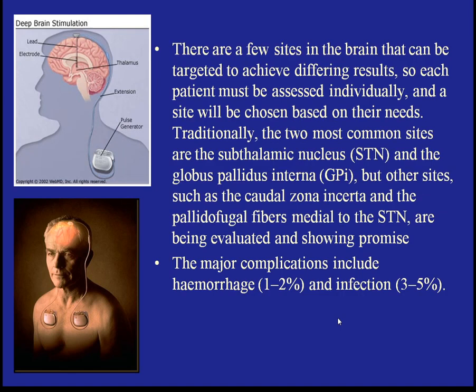Traditionally, the two most common sites are the subthalamic nucleus and the globus pallidus interna, but other sites such as caudal zona incerta and the prelemniscal fibers medial to subthalamic nucleus are being evaluated and showing promise. The major complications were rare, include hemorrhage 1-2% and infection up to 3-5%.